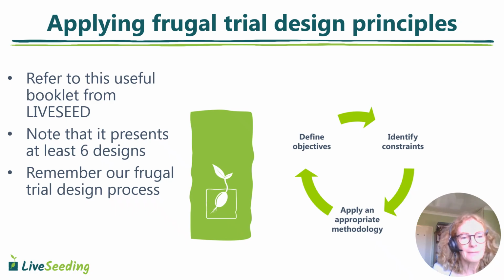And let's not forget our frugal trial design process and how it's actually not linear as we presented it in the Live Seed project, but more of an iterative circular process, where one might define objectives, identify constraints, apply a methodology, and then come back to that design process after applying that methodology for a length of time and maybe refine the objectives. Maybe some new constraints might have emerged, and the result will be adapting that methodology. So, more of an iterative circular process as illustrated in that little diagram there.